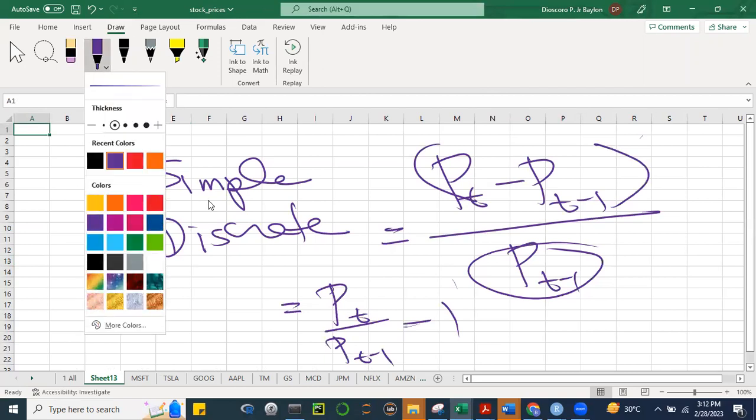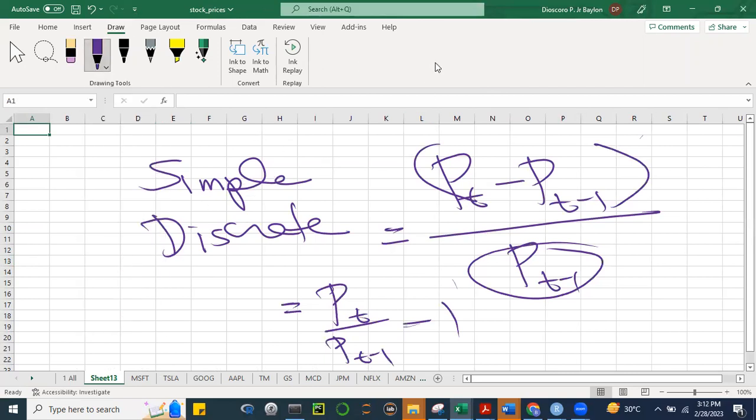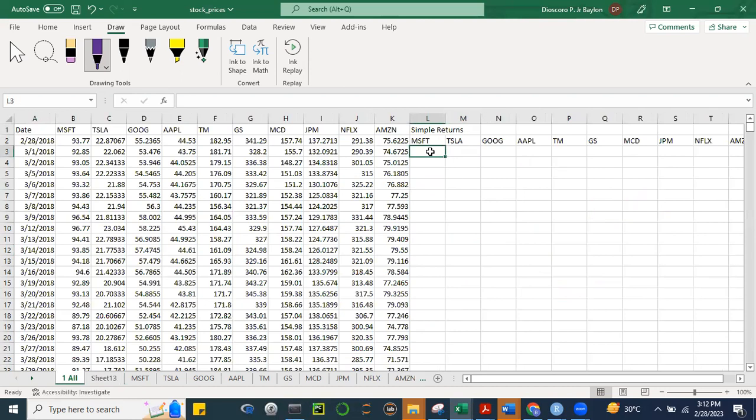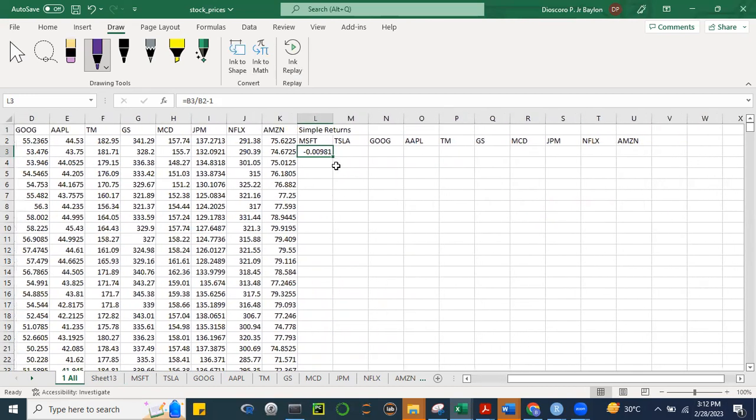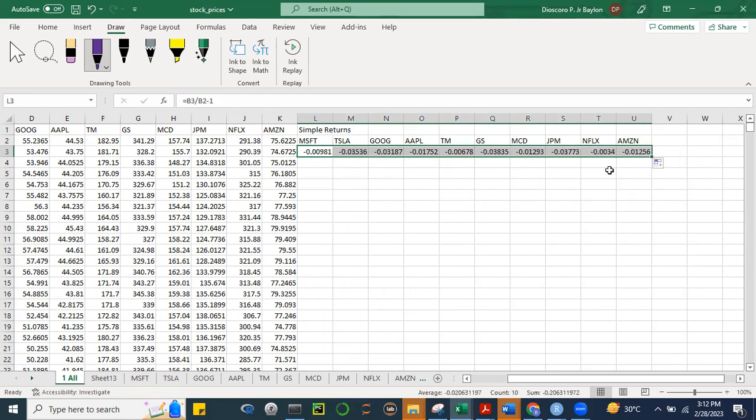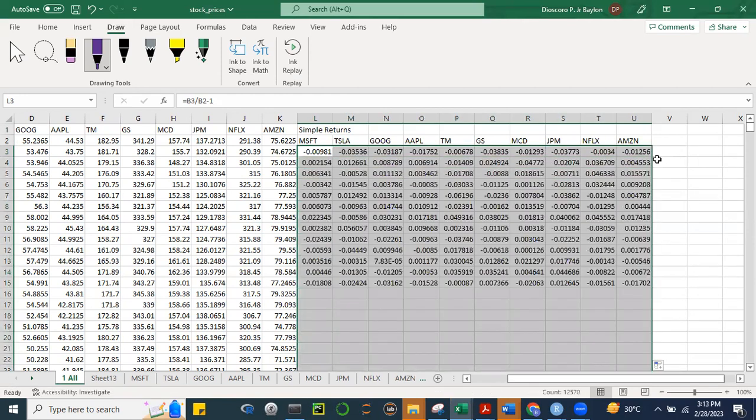Let's go to our assets. Our simple returns here will be equal to the price at time t. If we're looking at these two stock prices, this is time t, this is time t minus 1, and then minus 1. Control Enter. So you have this, and then we can copy the formula to the left, to the right, and then click arrow down.